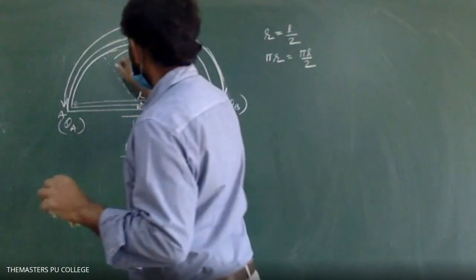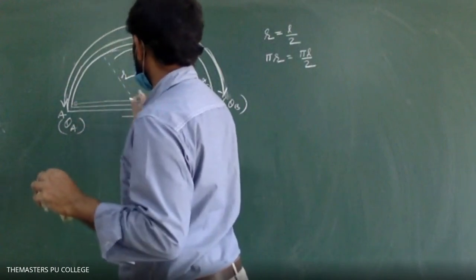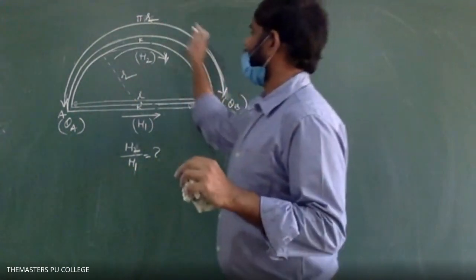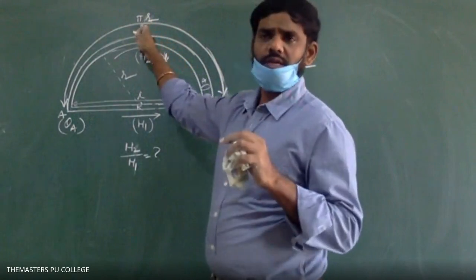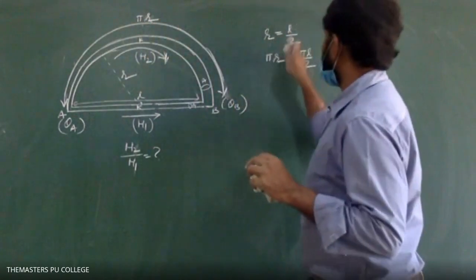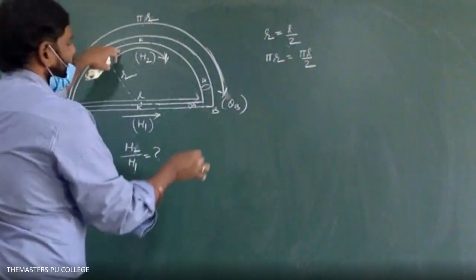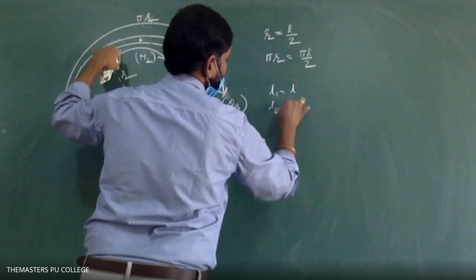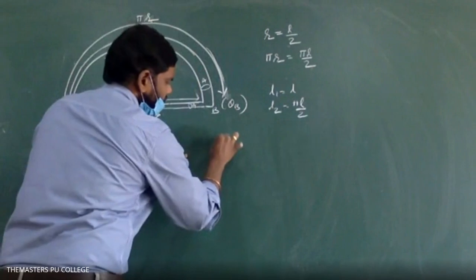Hence, this is the semicircular wire, and from here to here that is called the radius, which will be equal to half of the L. Radius R equal to L by 2 means the length of the semicircular section will be pi R, half of the circumference. R equal to L by 2 means pi R equal to pi L by 2. So then the length L1 is equal to L, and length L2 is equal to pi L by 2.